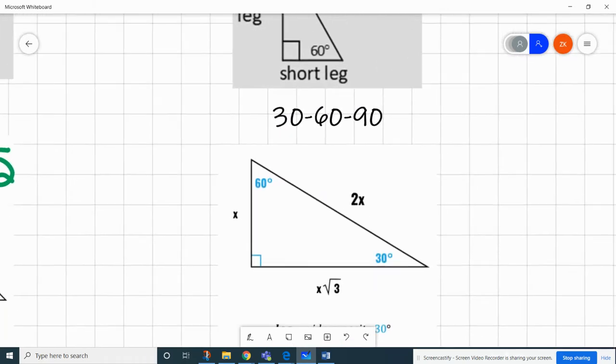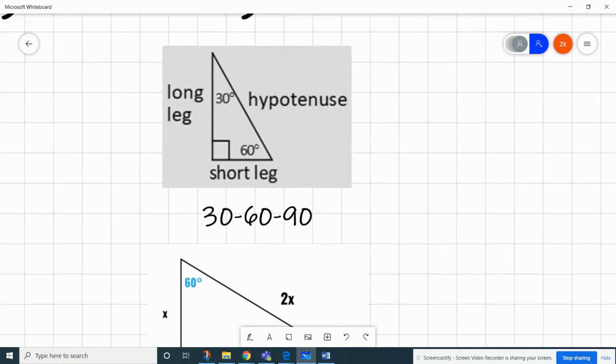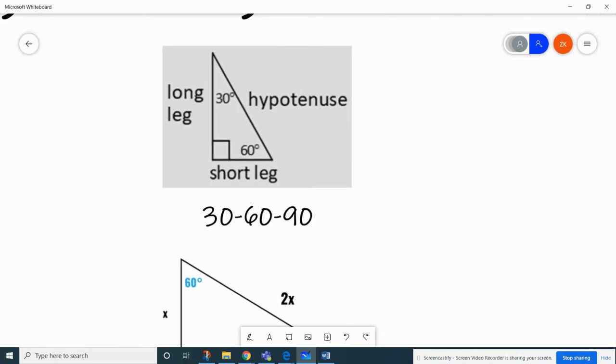Looking over here at the 30, 60, 90 triangle, we have a short leg and a long leg. Now, those depend on the angle. So if the angle here is 30 degrees, the opposite side is the smallest side. Whereas here, we have a 60-degree angle, so this is going to be the middle number, or the longer of the two legs. And then across from the 90-degree angle, this box here, will be the biggest side, so that's the hypotenuse.